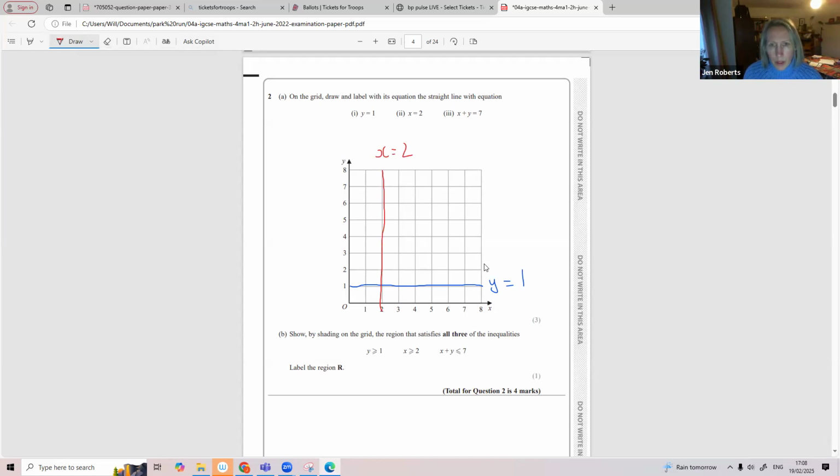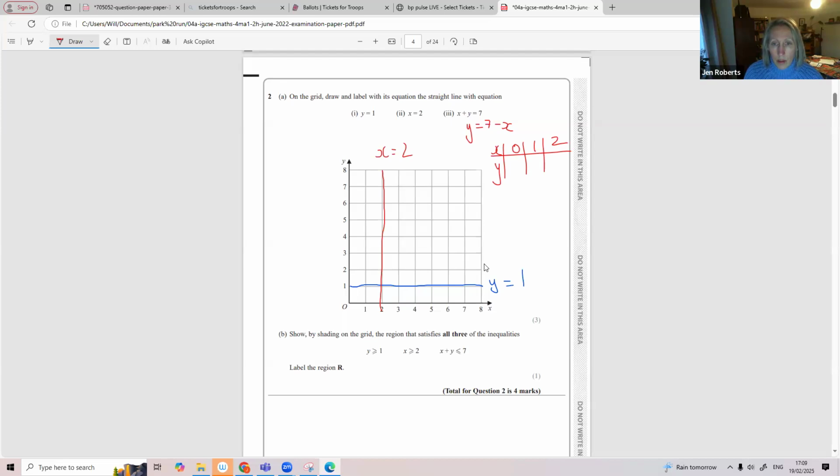There's a couple of different ways you can do this. It depends which way you've been taught. You might want to make y the subject, so by taking x off both sides. Do a little table. Choose some values of x that are on the grid. So 0, 1 and 2. Put that into this equation.